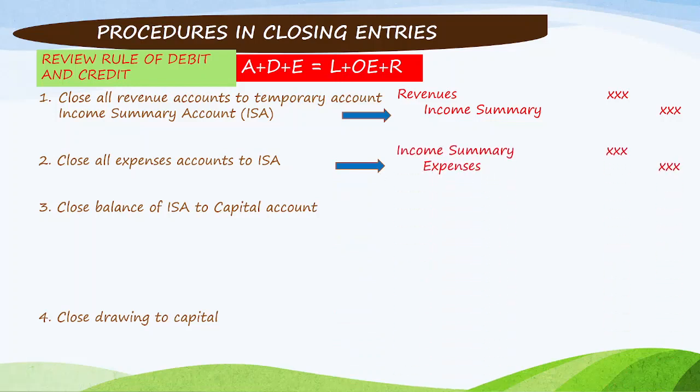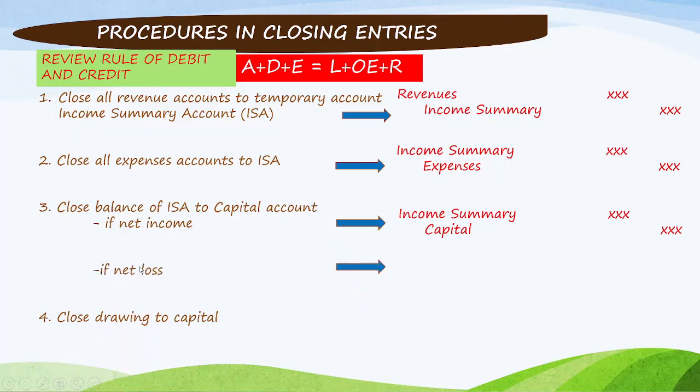For entry number 3 or procedure number 3, if it resulted in net income, we have to debit the income summary and we will credit capital. Why? Because if it is a net income, therefore, income summary credit is greater than our debit. And if it resulted in net loss, we're going to debit the capital, it decreases the capital account, and we will credit the income summary to close the balance of income summary account.